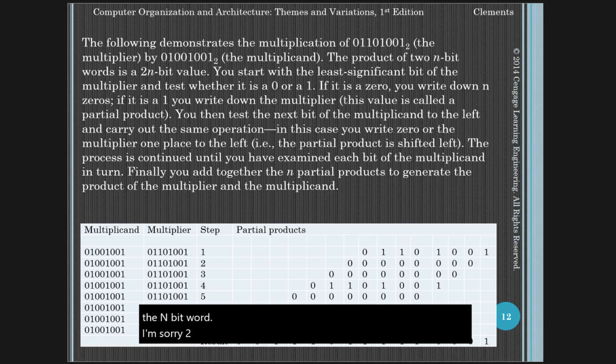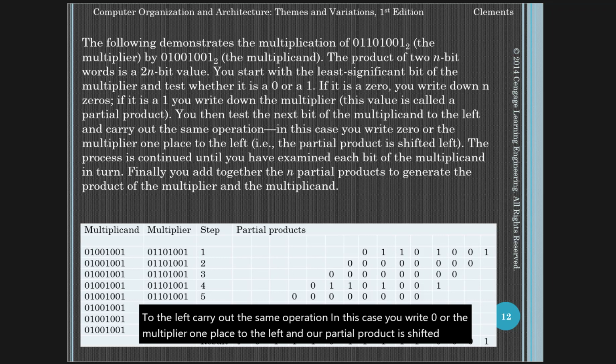So we start with the least significant bit of the multiplier and test whether it's a 1 or a 0. If it's a 0, we write down n zeros, and if it's a 1, we write down the multiplicand. We call this a partial product. You then test the next bit of the multiplier to the left and carry out the same operation. In this case, you write 0 or the multiplicand 1 place to the left, so our partial product is shifted left. The process is continued until you've examined each bit in turn.